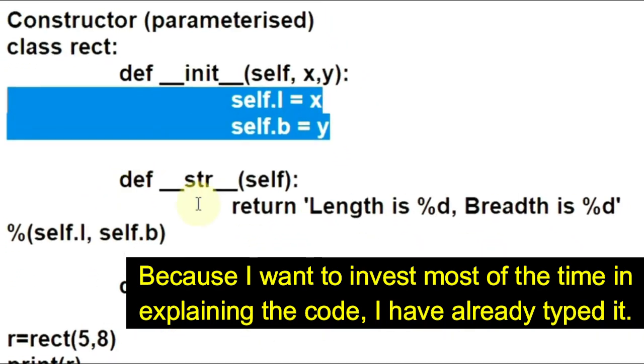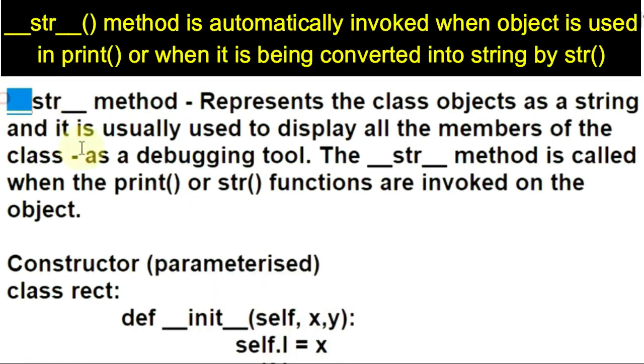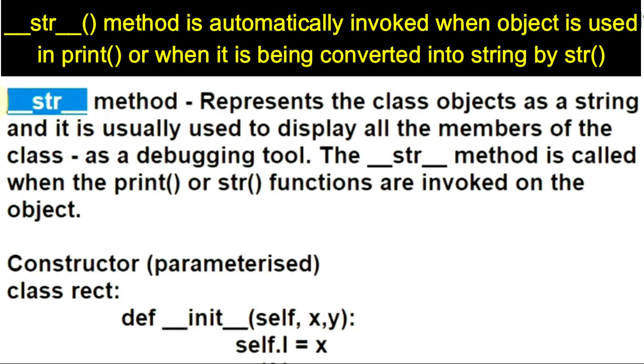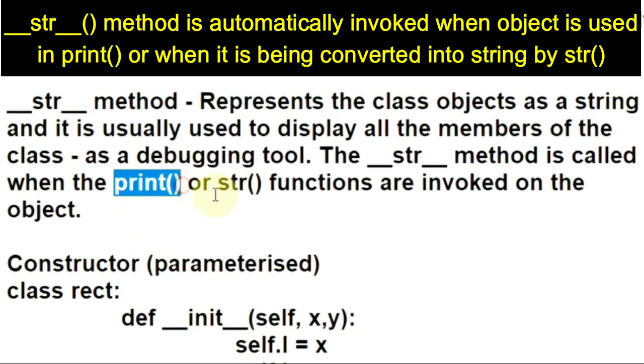Now what is this str? See, str is a method which is used for displaying the information of the object, that is, the attributes and functions of the class. If you want to display them for debugging, you can make use of the str method. And this method is invoked when you print an object or when you convert an object into a string.